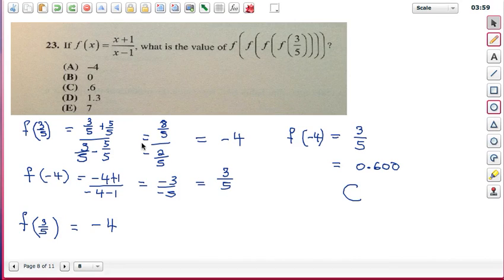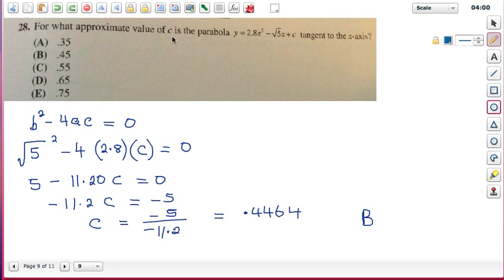And f of 3/5 gives you negative 4, just like this one here. F of negative 4 gives you 3/5. And the final answer is C. Turning this into a decimal using your calculator gives you 0.6, which is what the answer is.